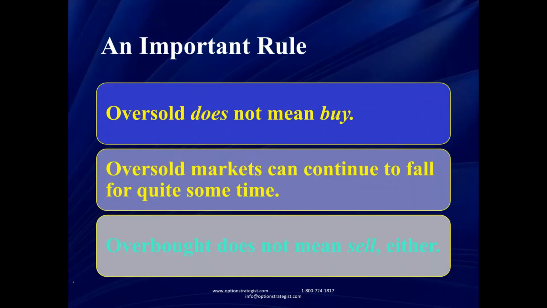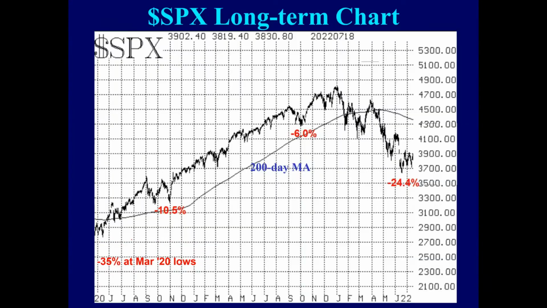There's a second rule, or a companion rule, and that is overbought does not mean sell. For a while, we didn't have anything that was overbought. Now we're already starting to get a couple of things that might be overbought. So this rule will probably be coming into effect in the next few days or so. So here's a 2-year chart of the S&P.